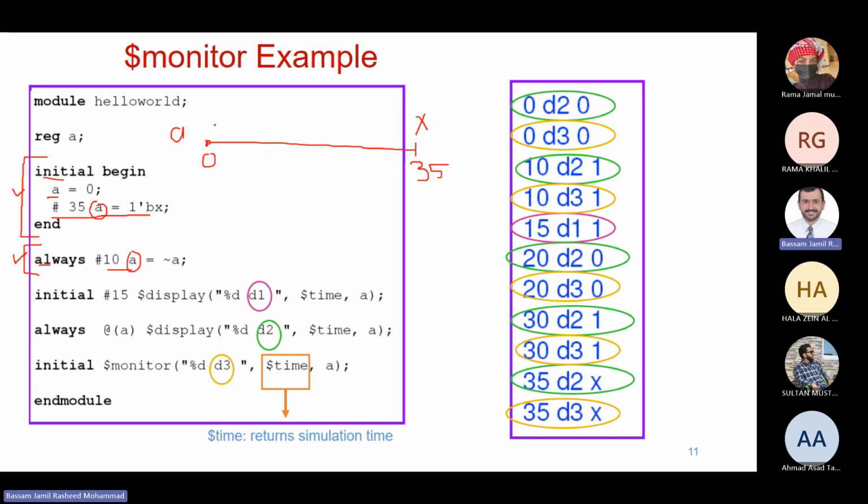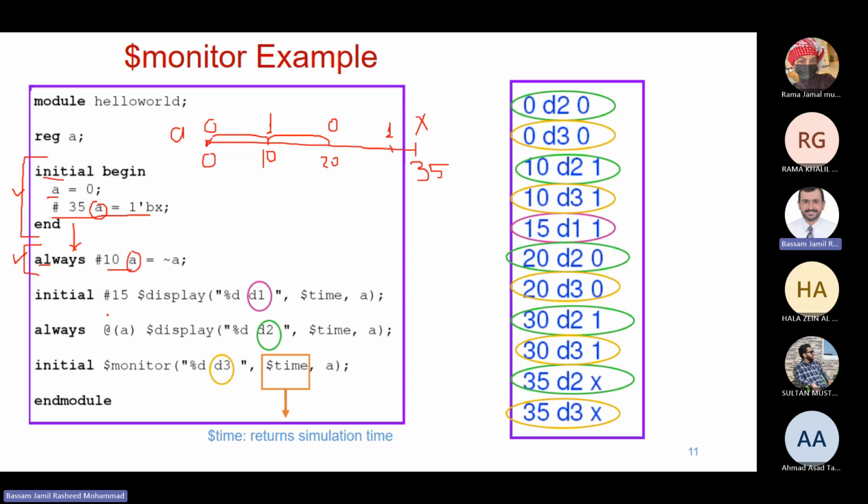So here we set A to 0. And notice the other always block, which after every 10 ticks inverts A. So after 10, A changes from 0 to 1. And then after 10 more, at 20, A changes from 1 to 0, and from 20 to 30, A changes from 0 to 1.